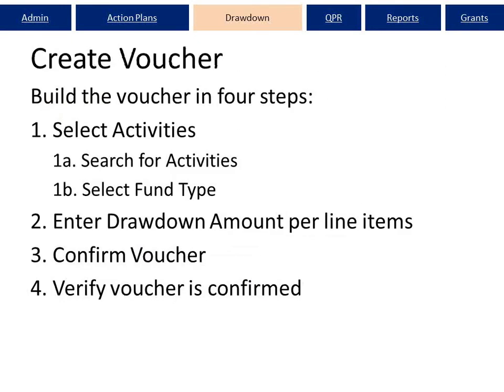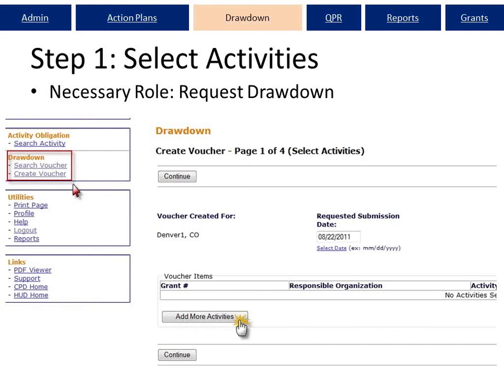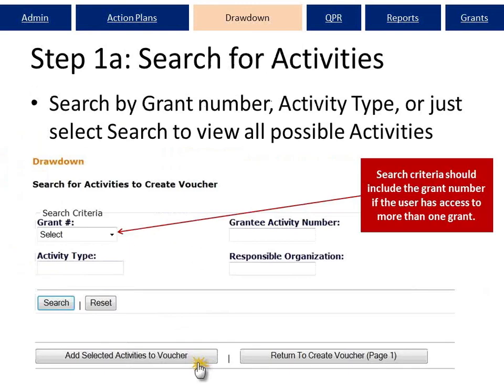So we're going to walk real quickly through the voucher process. Basically, page 1 you see here is you're selecting and adding activities. So you've hit a create voucher link if you've got those rights. You hit add activities. You pick which grant or grants that you want under this draw. It can be multiple grants.